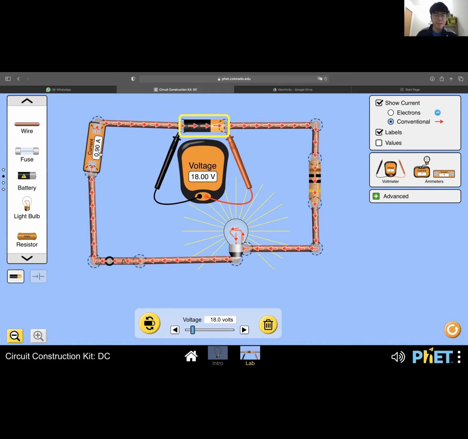0.9 ampere. And you can see the flow of the charge is now faster. It flows faster right now. The faster the charge flows, the higher the current. So I can say that if I keep on increasing the voltage, the current also increases, because voltage is like something that pushes the charge. If I push it with greater force, then it flows faster. So if the voltage is high, then the current is high.